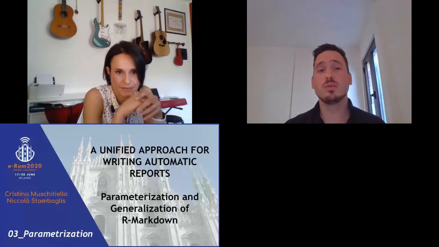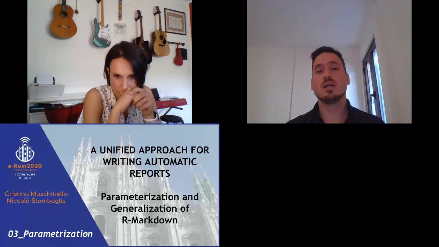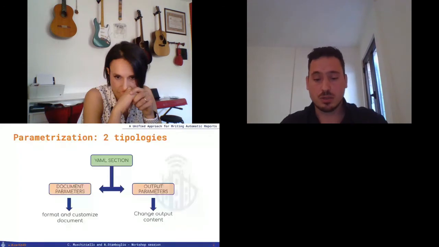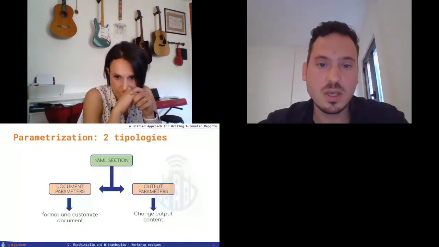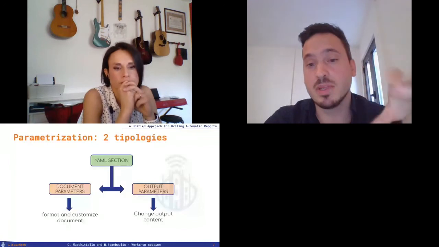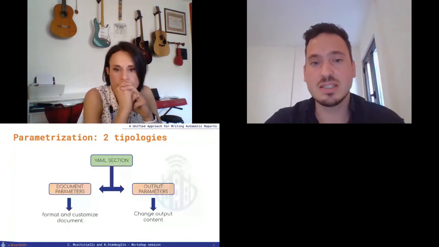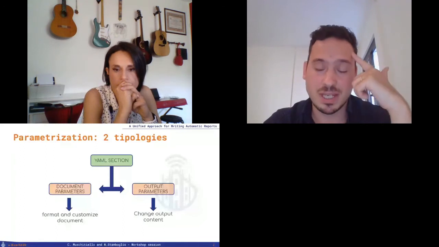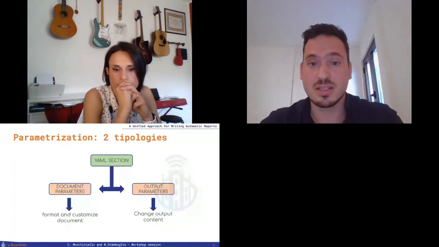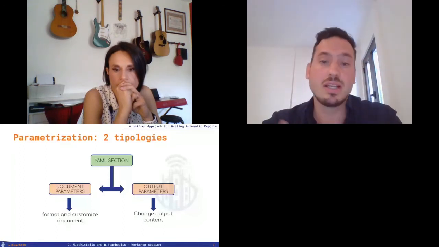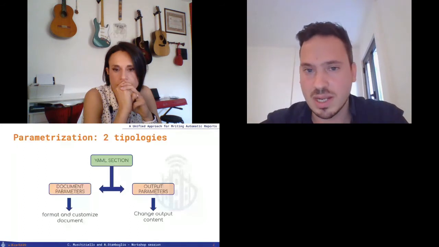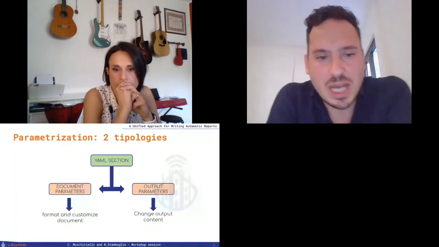Okay, so we have two typologies of parameterization. All the parameterization happens in the YAML section of the report, so at the very beginning of the report. Again, YAML, as you have seen before, is very useful. It has a lot of functionalities. You have to be very careful with indentation and making sure that everything is spelled correctly, otherwise your code won't run. You have two types of parameters.